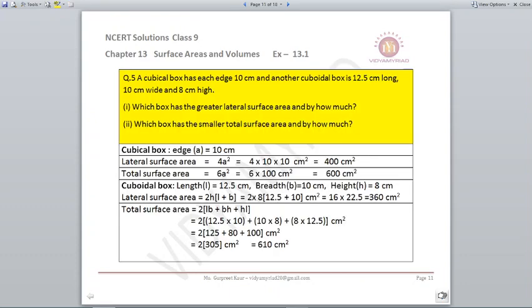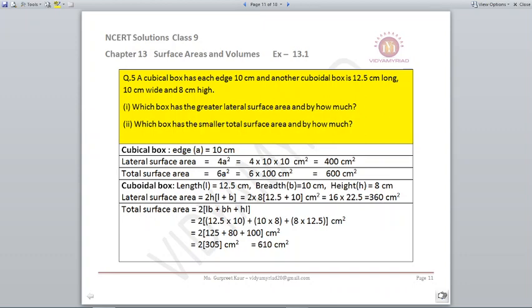Question number 5. There is a cubical box whose edge is 10 centimeters. There is a cuboidal box whose sides are 12.5 centimeters, 10 centimeters and 8 centimeters height. It's given to us everything. We have to find out their lateral surface area and the total surface area and find out their difference. First, let us find out them. When we talk about the cubical box, edge is given to you as 10 centimeters. So, LSA comes to 4a square, which is 400, and TSA comes to 6a square, which becomes 600 centimeters square.